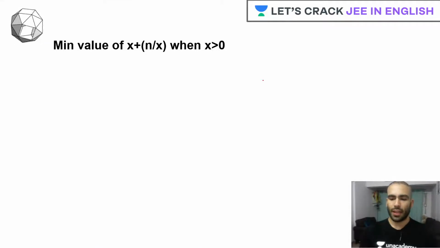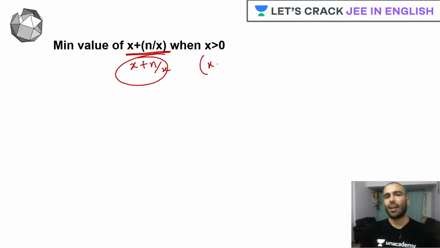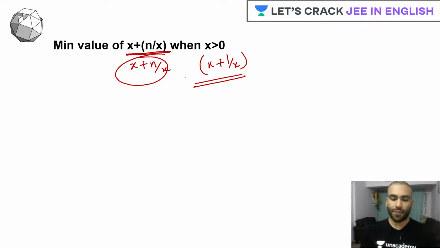So now let's go to the main question. That's our tip of the day. How to calculate the minimum value of x plus n upon x. This sort of expression, or similar expressions like x plus 1 upon x, you keep getting in many inequalities questions. The thing is, can we remember the minimum value of this thing? If people feel they can't remember, they just need to see the derivation. How do we get this function's minimum value? Don't worry, I'll show you how we get this value.